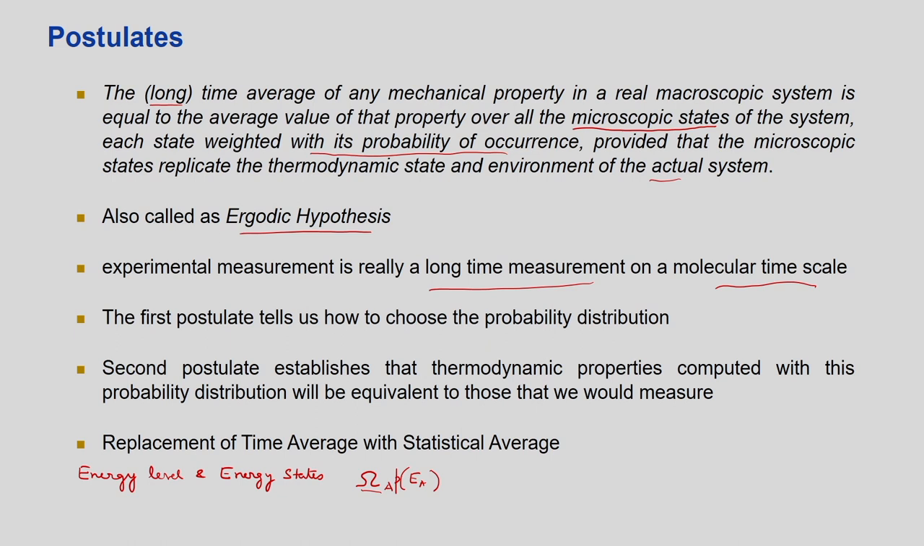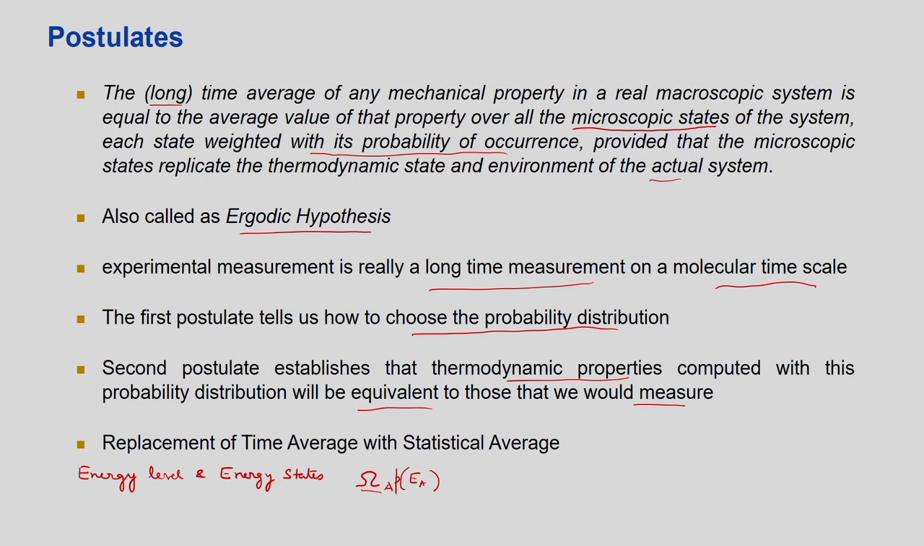So, the first postulate which I discussed previously tells us how to choose the probability distribution. If all the microstates are equally probable, how do I choose? It actually gives direction on how to choose the probability distribution. The second postulate establishes the thermodynamic properties. It means that whatever probability distribution we define, the thermodynamic properties computed from it will be equivalent to what we measure. So, it will mimic the system. If you mimic the system, you need a distribution expression, and whatever expression you use should give the same macroscopic properties as in the experiment.